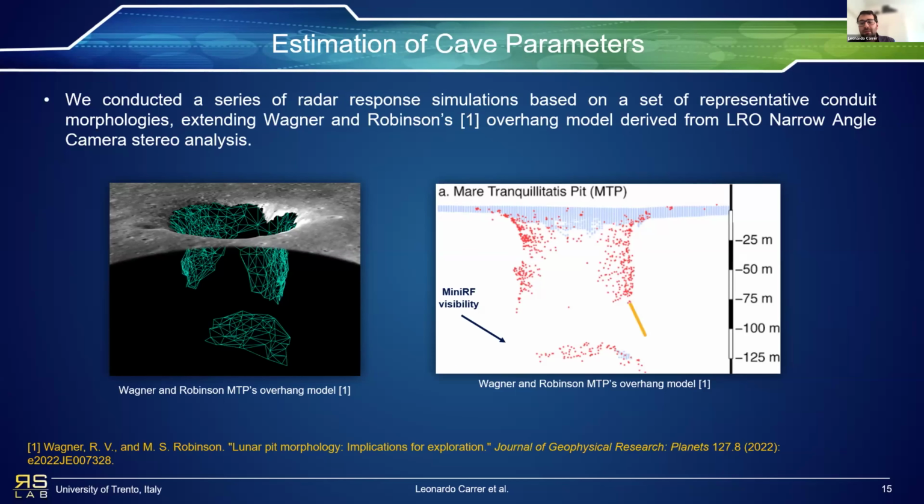And as I said, we conducted a series of radar simulations for understanding the cave parameters, but we didn't start from scratch. As I said, we had the digital terrain model of the surface, but also another very important piece of information, which is this overhang model computed by Wagner and Robinson by using stereo cameras. So we had a full model of the surface and a partial model of the overhang of the pit. Actually, the mini-RF image we had could only look on the left side of the pit. So we could only explore the left part here.